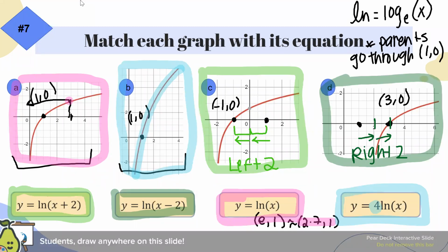So remember that all of your log functions go through the point (1, 0), unless it has a horizontal shift or vertical shift. If it's just stretched, with none of the other combinations of those, then it's still going to go through the point (1, 0). However, if it's stretched, it's going to be steeper. If it's compressed, it's not going to be as steep.